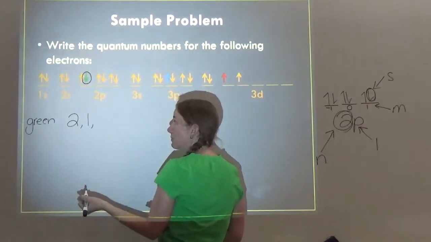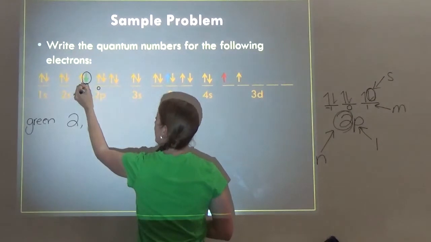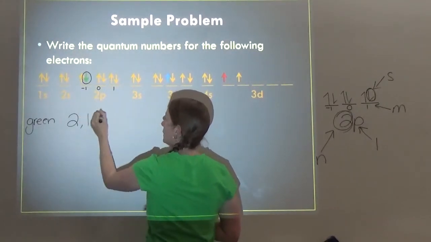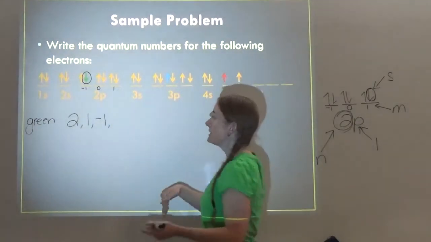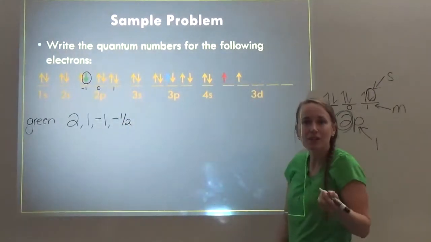The next one represents the orbital. So remember, I put a 0 in the middle, negative to the left, positive to the right. So since it's this electron, I'm going to put a negative 1. And then the last is the spin. So since my arrow is down, I'm going to put negative 1/2. Just like that. That's all you have to do.